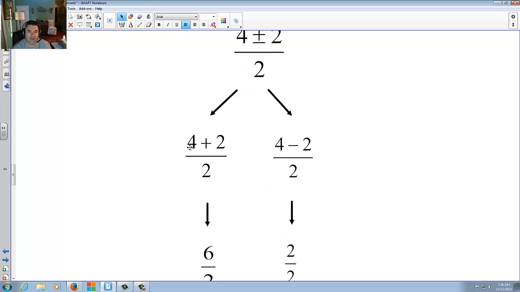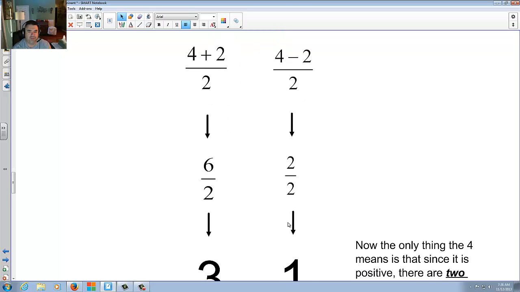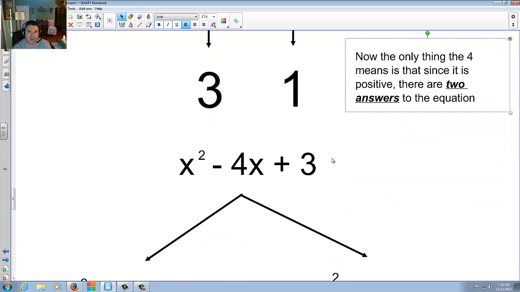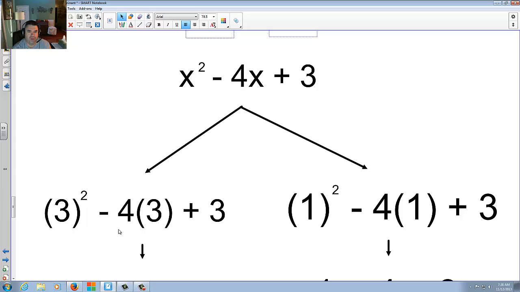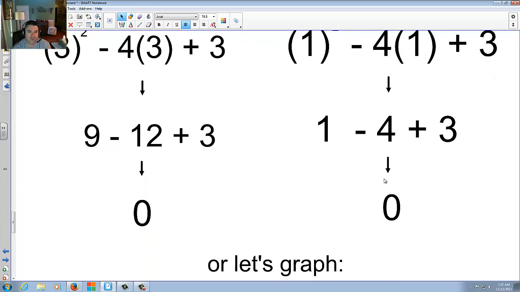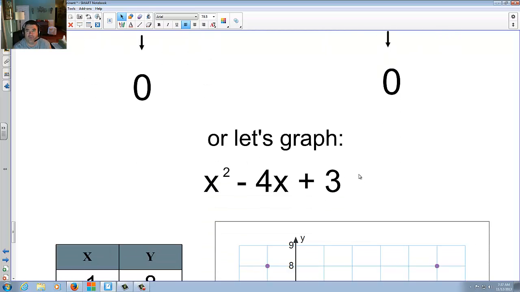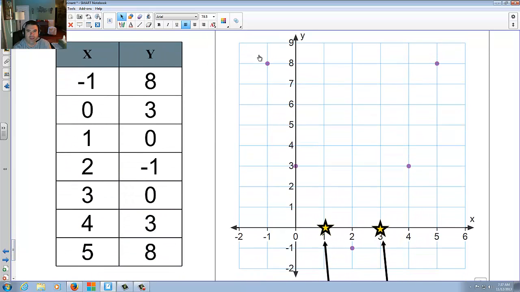Notice that I get 4 plus 2 divided by 2, which is 6 over 2, which is 3. 4 minus 2 divided by 2, 2 divided by 2 is 1. And the only thing that 4 meant was they were going to be 2 positive answers. Note that my 2 answers are now 3 and 1. If you plug them both in, the 3 and the 1, you will find that they total out. Or you could graph it, x squared minus 4x plus 3, and notice how, as it comes down, it's going to hit through twice, at the 1 and at the 3.